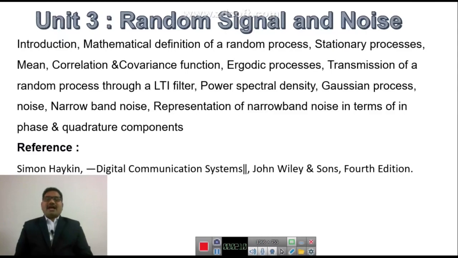In this we have to study the mathematical definition of random process, stationary process, various statistical properties like mean, correlation, covariance, what are ergodic processes, power spectral density, noise, Gaussian process. For this unit, we are going to refer to a book, Digital Communication Systems by Simon Haykin.